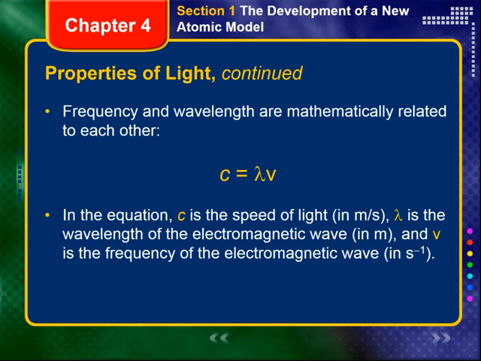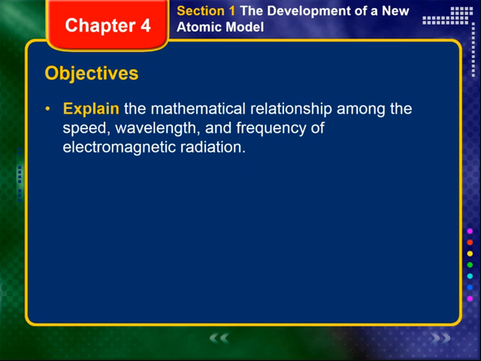Because c is the same for all electromagnetic radiation, the product of lambda times nu is a constant. Consequently, we know that lambda is inversely proportional to nu. In other words, as the wavelength of light decreases, its frequency increases, and vice versa. So, hopefully you can explain the mathematical relationship among the speed, wavelength, and frequency of electromagnetic radiation.